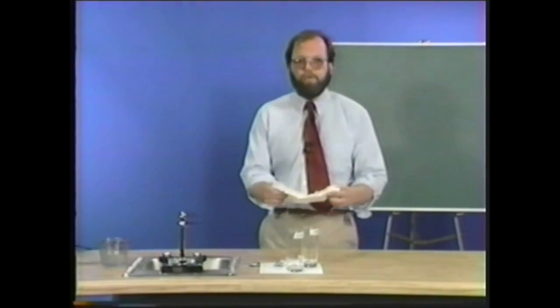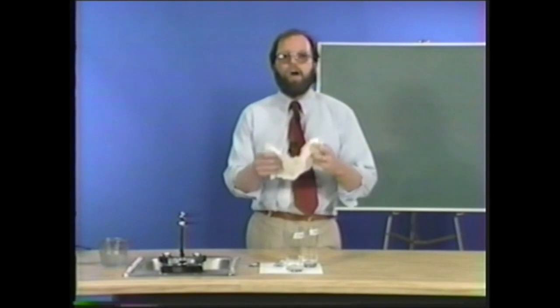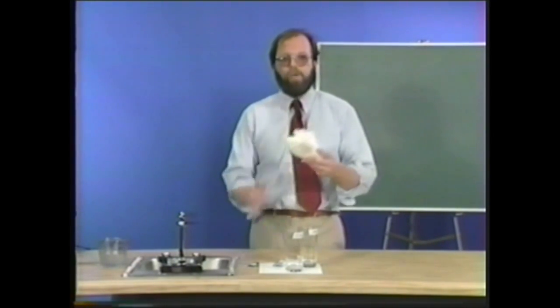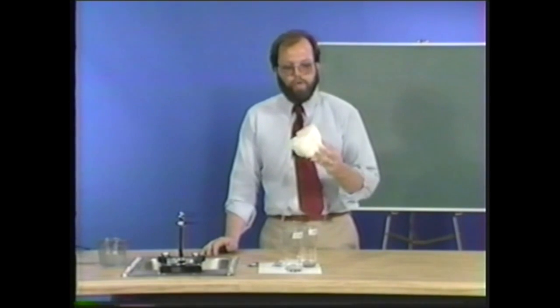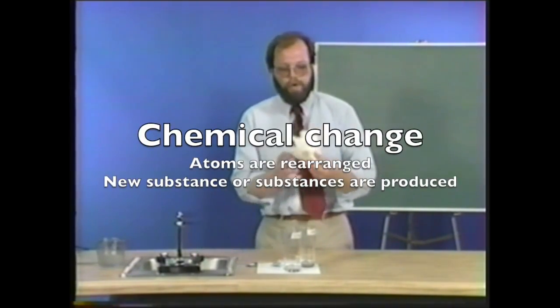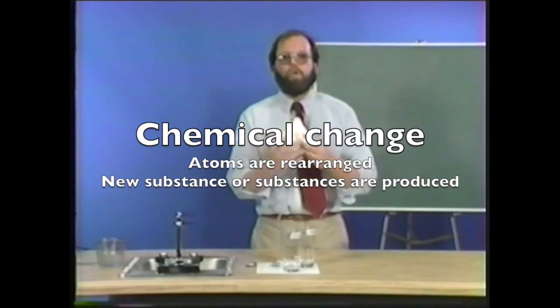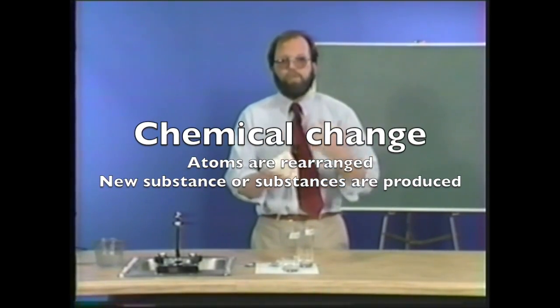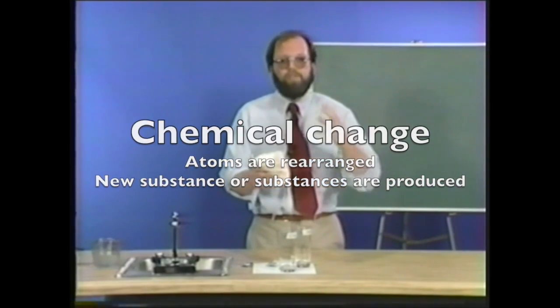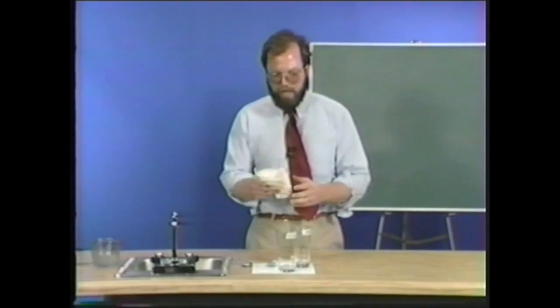Now, in a chemical change, atoms undergo a rearrangement. We can cause a chemical change to occur with this piece of paper by burning it. When we burn the paper, the atoms rearrange to give us new chemical substances. And that's the difference now between a physical change and a chemical change.